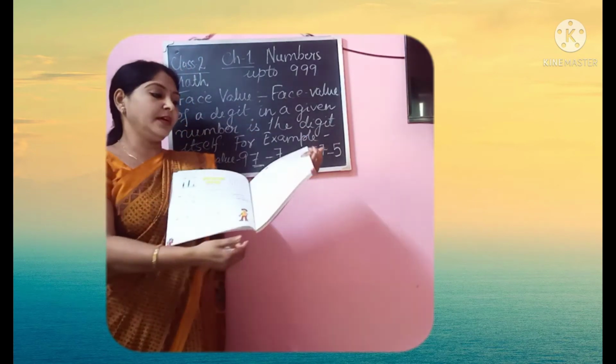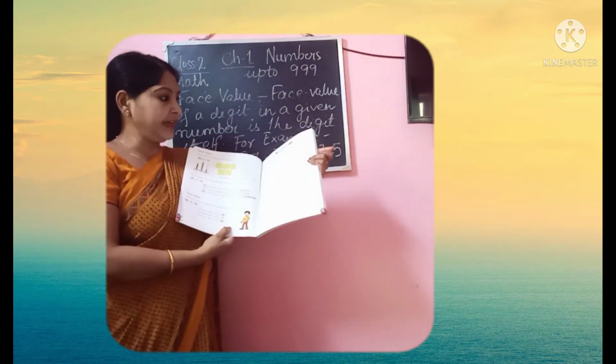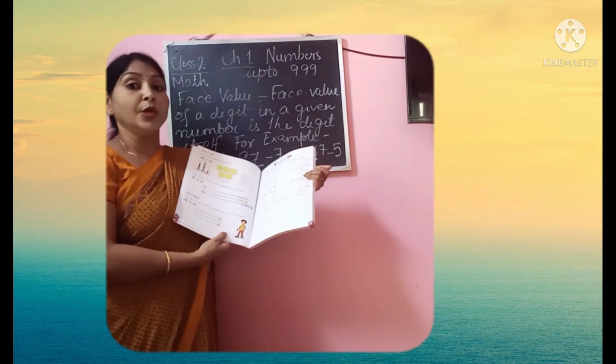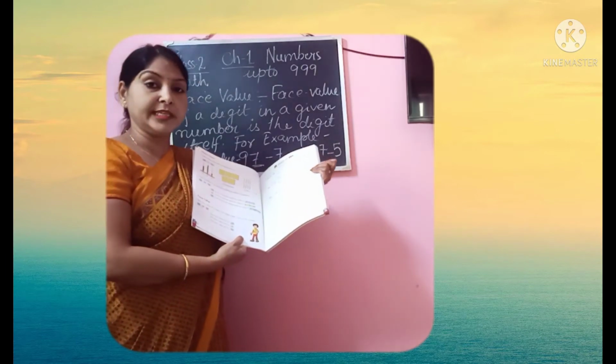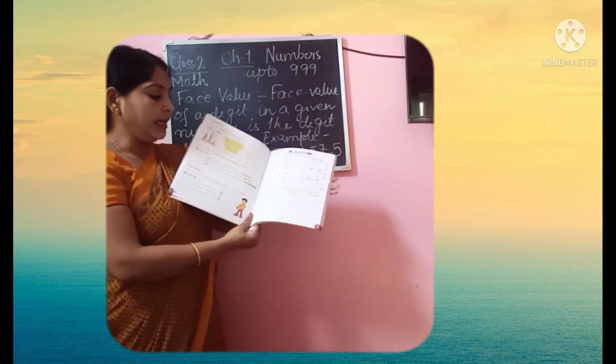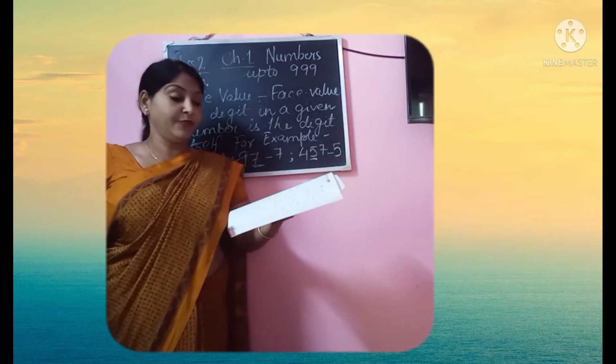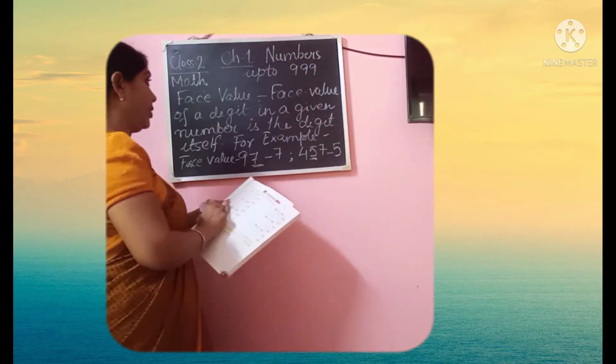So similarly, you can see here on page number 25, exercise number 1.6, you have an exercise related to place value and face value. Look here, in question number 2, the first one is done for you. I will be doing the second one.